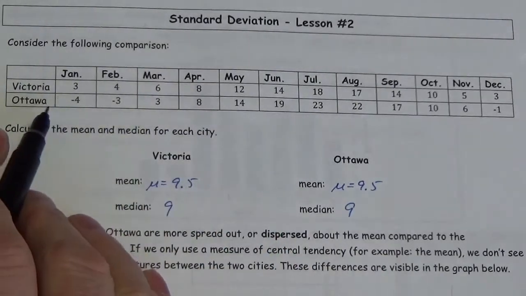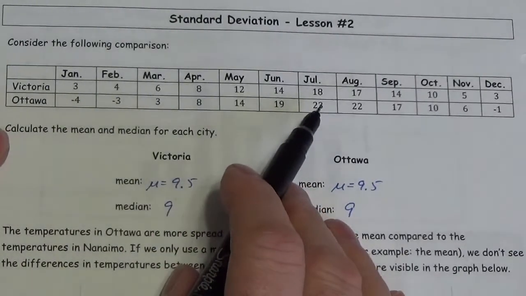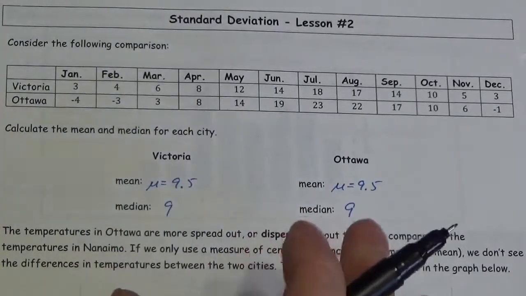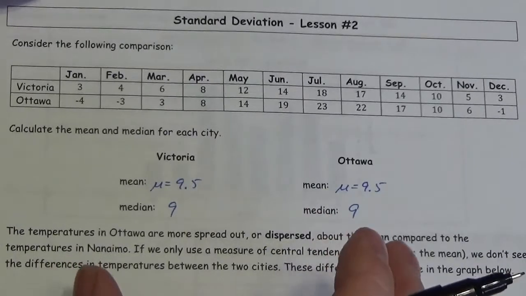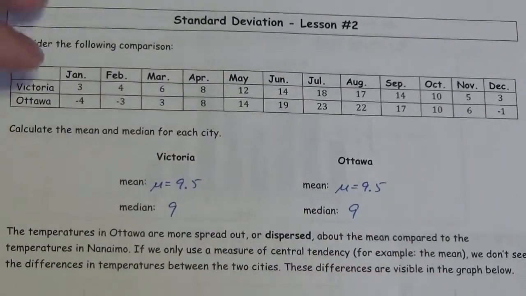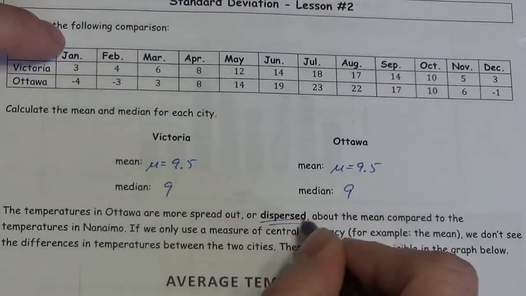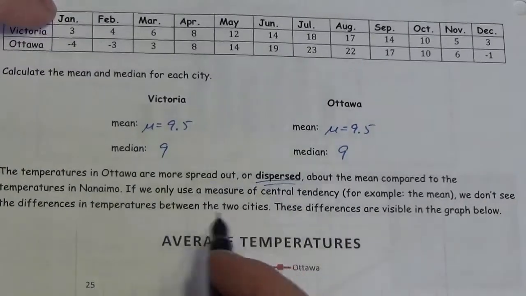Take a look at Ottawa here. Ottawa goes down to a low of -4 up to a maximum of 23. Victoria never does that. So the measures of central tendency aren't giving us enough information to really distinguish between the two of them. The issue here has to do with what we call the dispersal of the data, how it's being spread out around the mean.